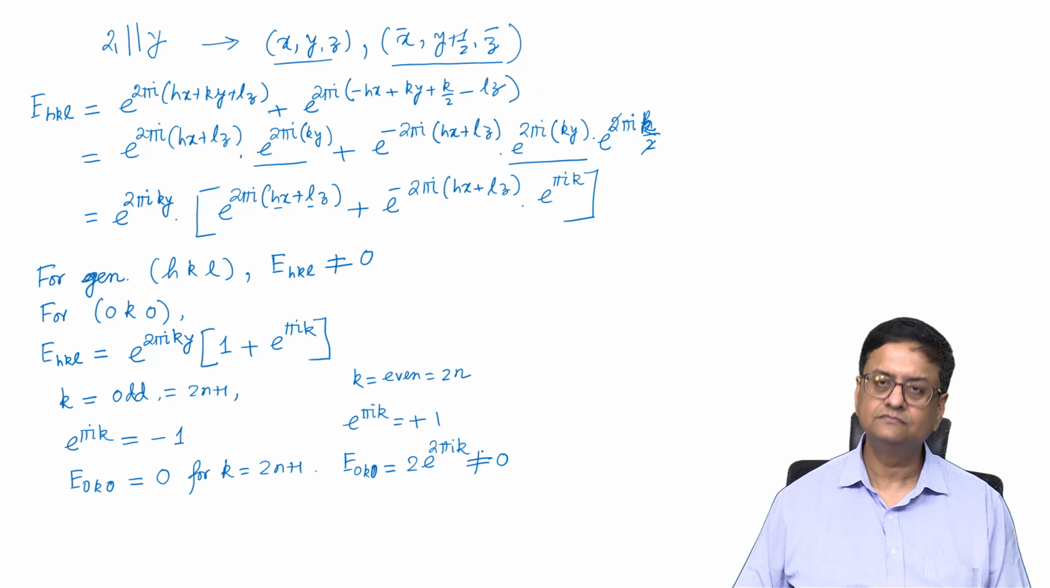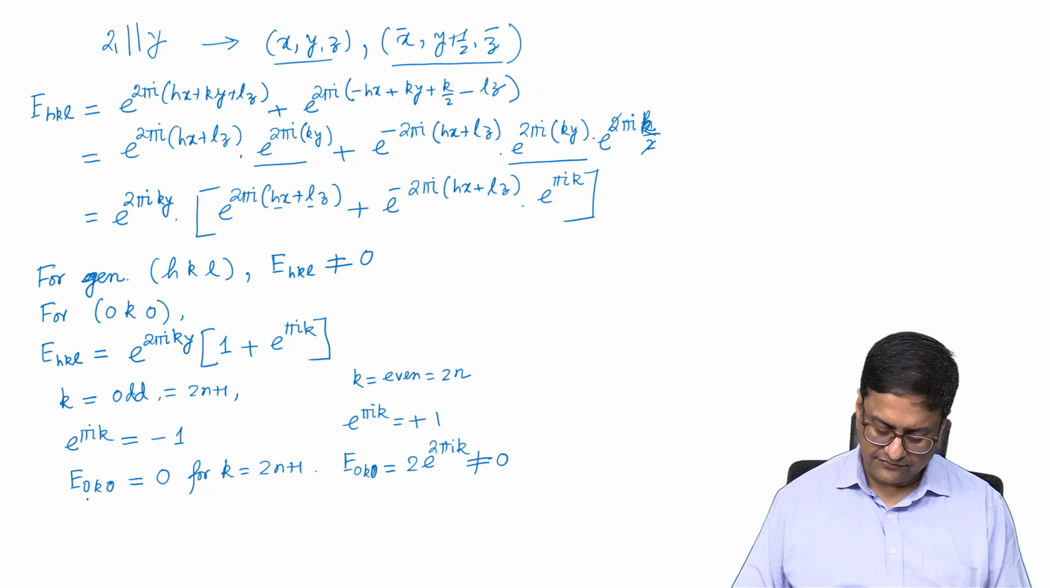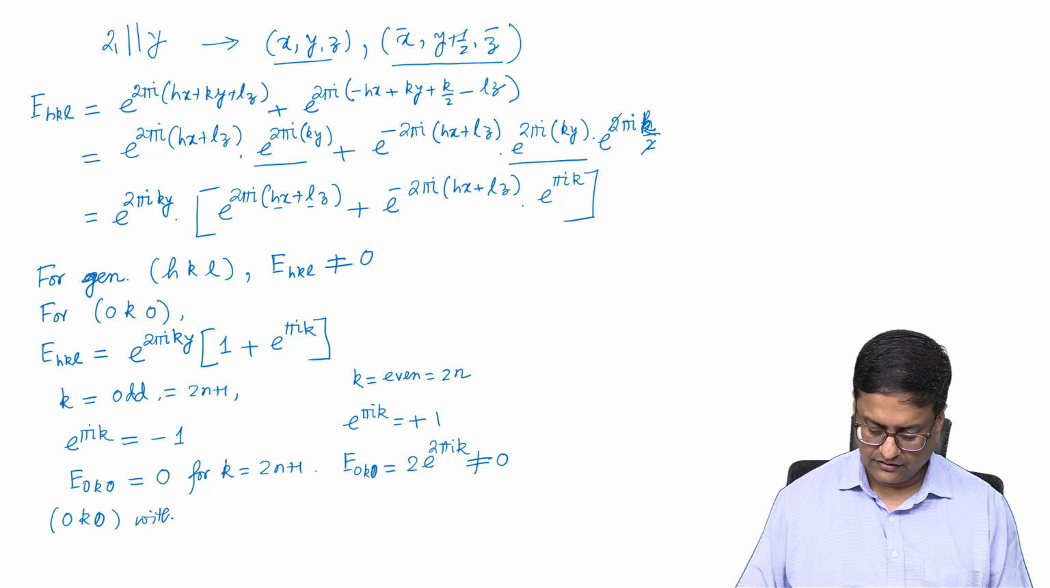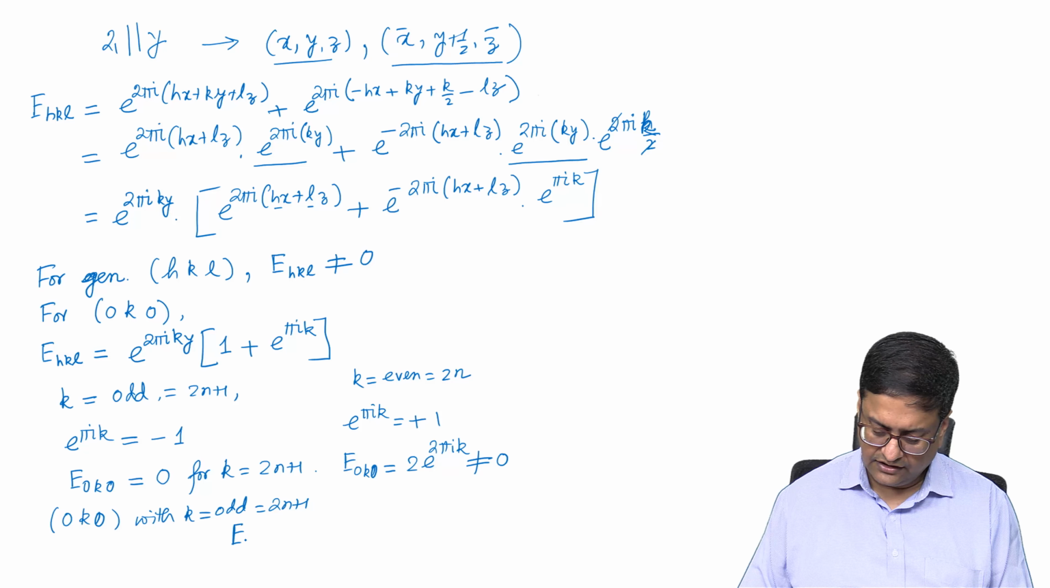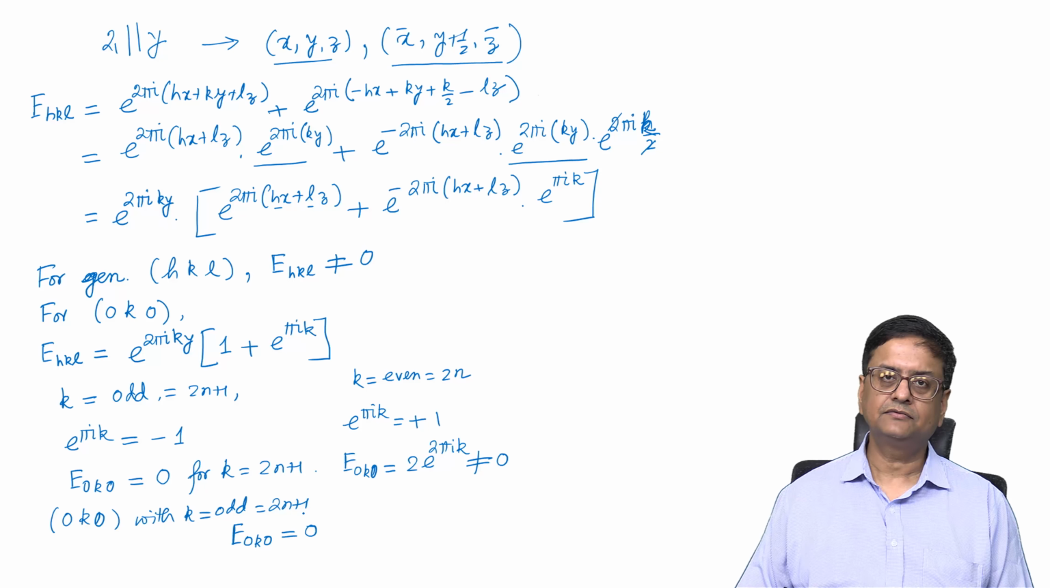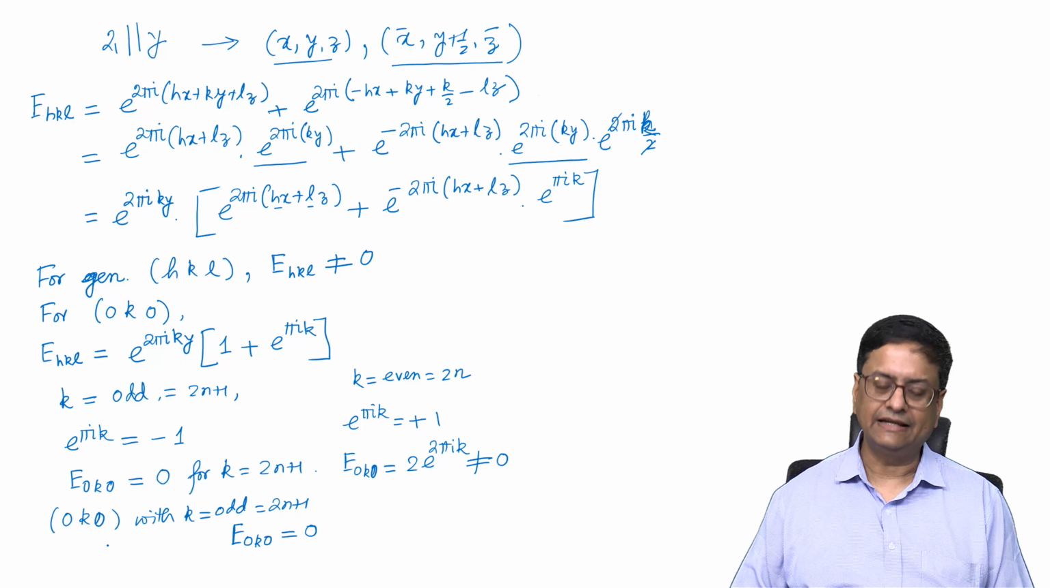which is not 0. So, from this we can derive the expression for the systematic absence condition for a 2-1 screw as: 0k0 set of reflections with k equal to odd, that is equal to 2n plus 1, E(0k0) is equal to 0. It means that for the set of reflections 0k0, the reflection will be systematically absent in your diffraction data in case of a 2-1 screw parallel to the y axis.